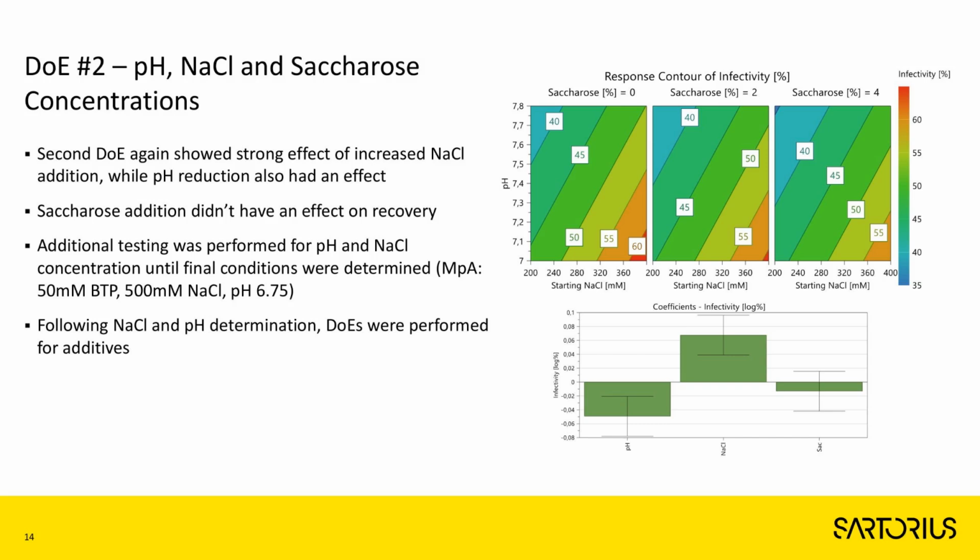So based on these results, we decided to perform some additional testing for the pH and NaCl concentration until the final conditions were determined. And for buffer A, these were the 50 millimolar BTP, 500 millimolar NaCl, and a pH of 6.75. And following this, we then also decided to perform DOEs for different additives.